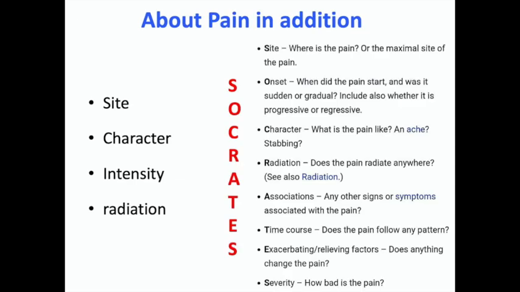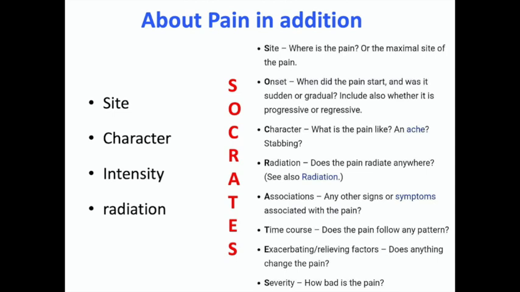But about pain, if he has pain, if it is a painful condition of the elbow joint, we need certain extra points to be elaborated upon, and they would be site, character, intensity, and radiation. SOCRATES is an important mnemonic which you can remember so that you don't miss out on any character of the pain. Pain is very important if the patient has it, because even at the end of the history, you would be able to come to a provisional diagnosis, whether it is an inflammatory pathology or an infective pathology or otherwise.